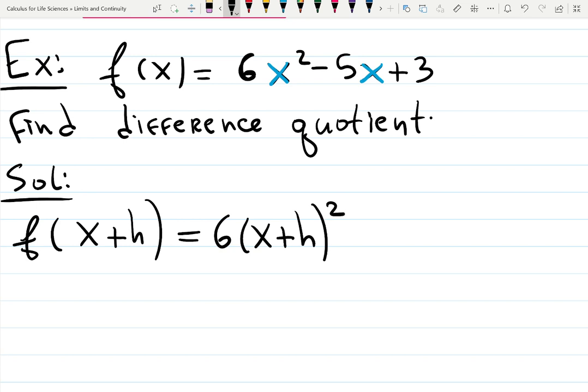Squared. You see, you need to not only keep all the operations, like square in this case, but you also have to put parentheses to make sure you will distribute correctly in the future. Minus what? 5 times (x plus h), put parentheses, that's very important. Plus what? 3, nothing more. Do you all understand? This is really important. Surprisingly, copying and pasting things is a really important skill.